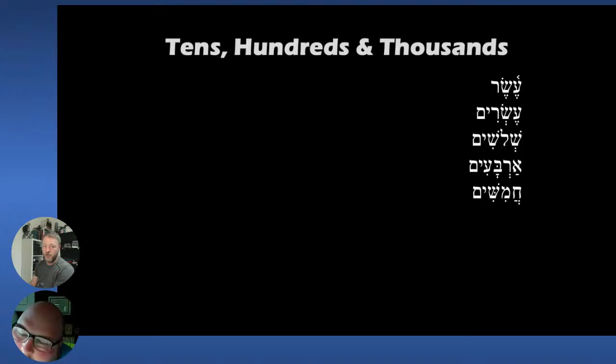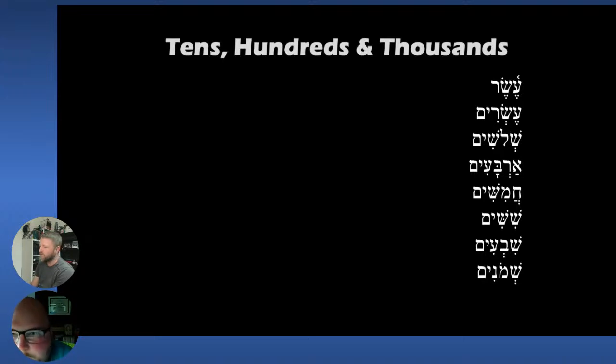50 is chamesh, chamishim. 60 is shesh, shishim. 70 is sheva, shiv'im. 80 is shmoneh, or shmona, shmonim. 90 is tesha, tish'im. And then after that you get to 100.